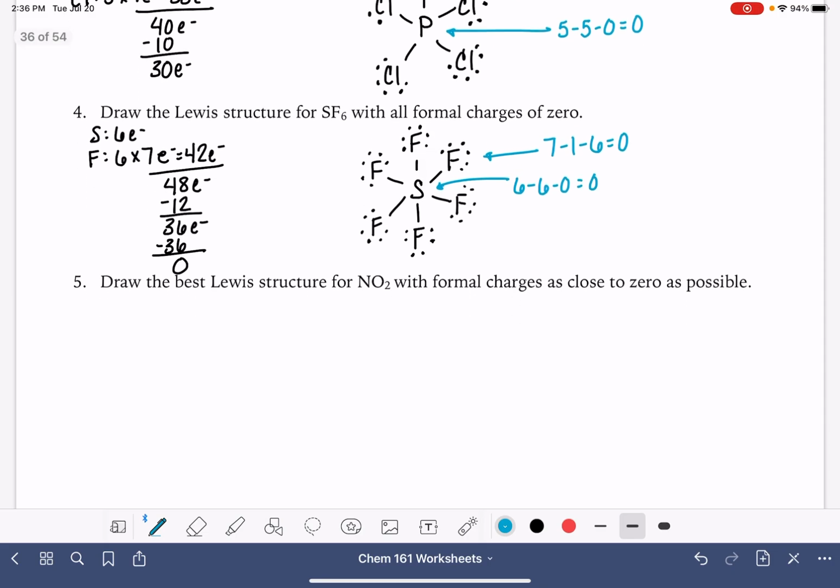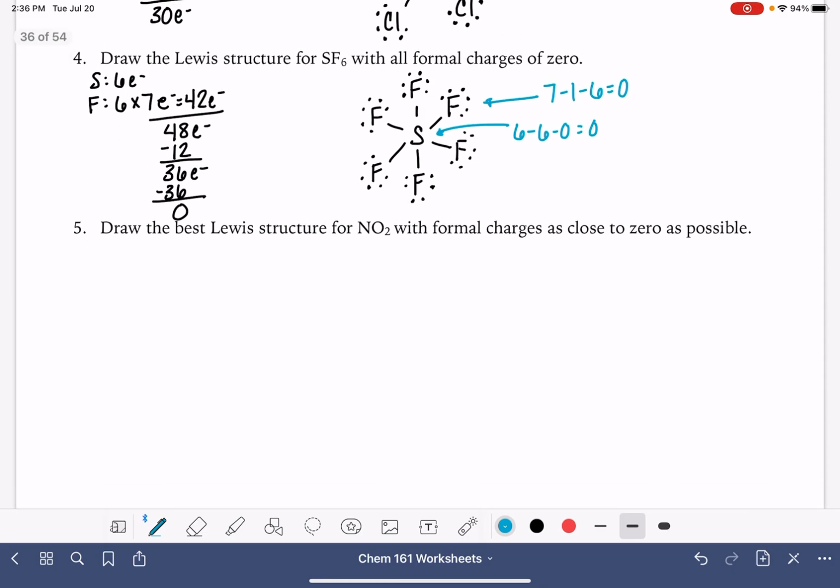Last but not least, we're going to draw the best Lewis structure for NO2 with formal charges as close to 0 as possible. Nitrogen has 5 valence electrons. Oxygen, we have 2. Each oxygen atom has 6. That's a total of 12 electrons for the oxygens and an overall total of 17. We want to put nitrogen in the middle with the oxygen atoms around. That used 4 electrons. We have 13 left.